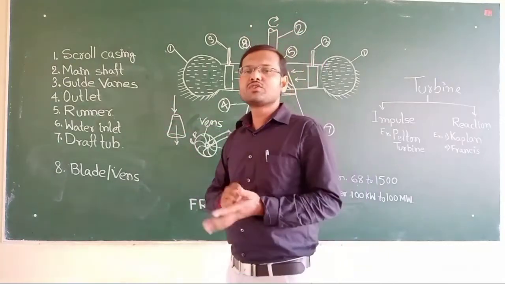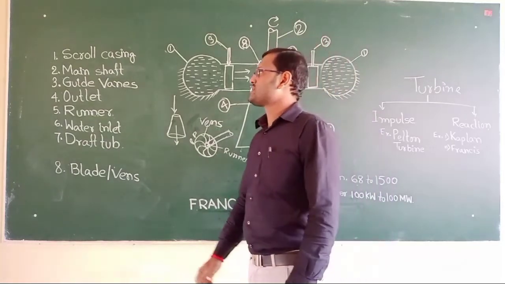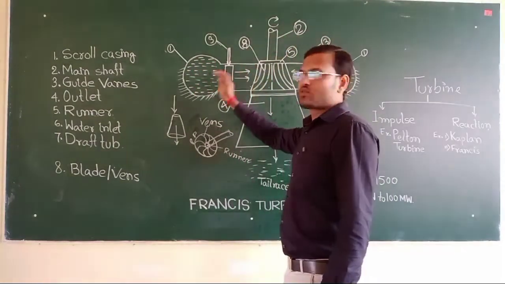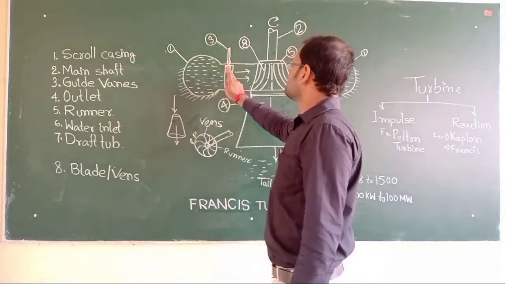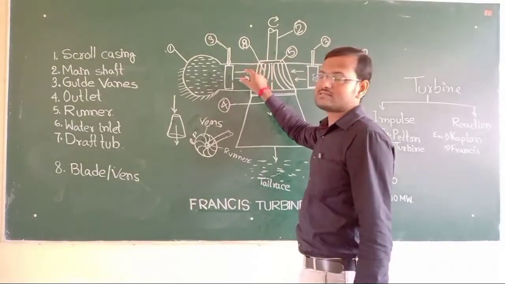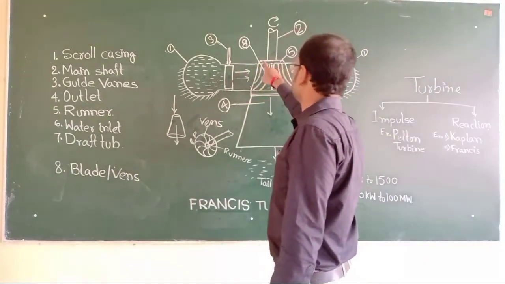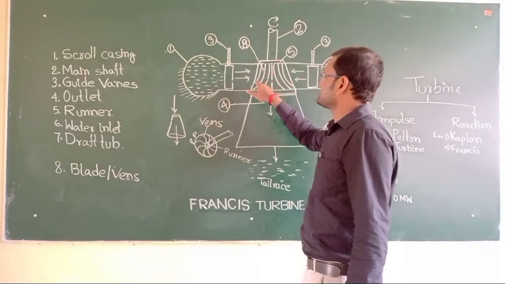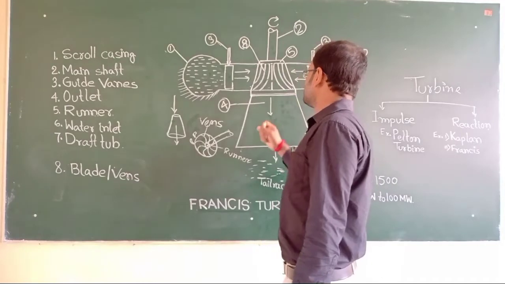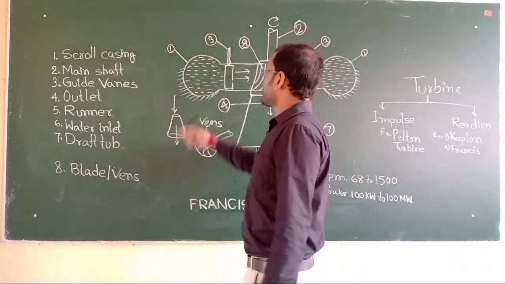Now we introduce all the parts of the turbine. First of all, this part is known as scroll casing, then this part is known as guide vanes, and this part is known as inlet of turbine, and this is runner, this is vanes, this is main shaft, and this is draft tube.